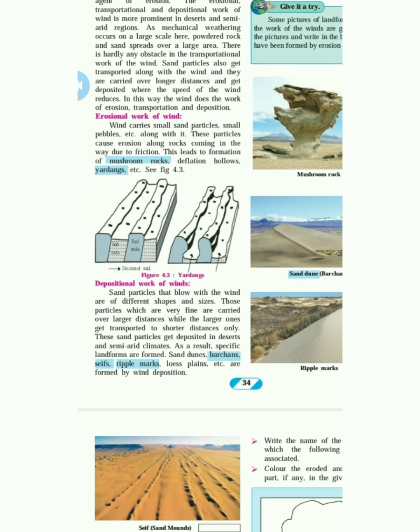These sand particles get deposited in desert and semi-arid climates. As a result, specific landforms are formed. When they all accumulate together, what will happen? They create a desert after coming along with the wind. Sand dunes, barchans, silt, ripple marks, loess plains, etc. are formed by wind depositions.